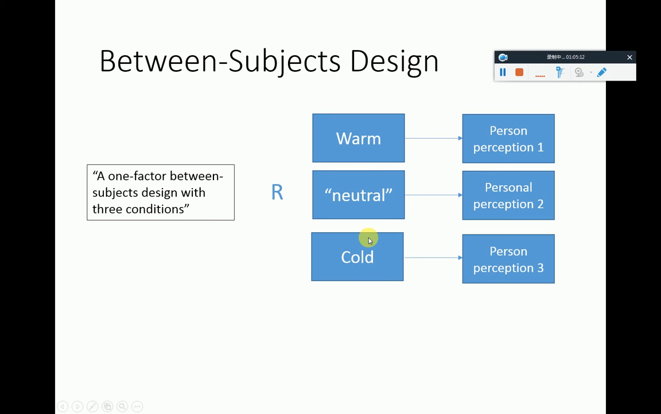And we have three conditions. So one factor is interpersonal warmth. It's a between-subjects design: different people are assigned to different conditions and compared against each other, with one, two, three conditions. Just as a reminder, a factor is the same thing as an independent variable. We have one independent variable here with three conditions. That's why we call it a one-factor design with three conditions.